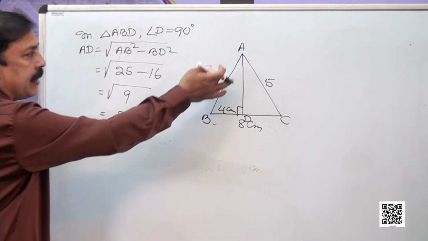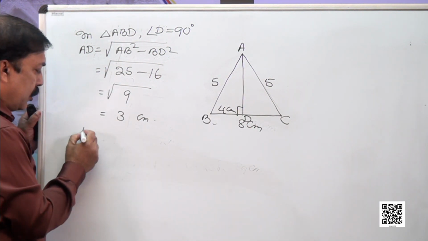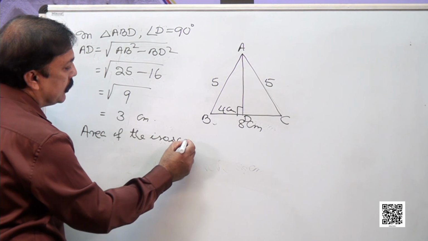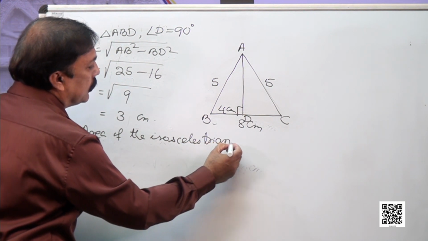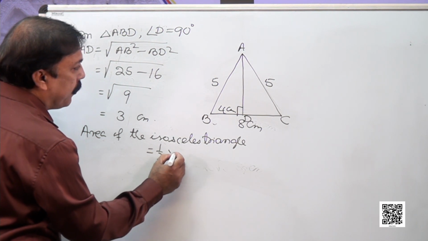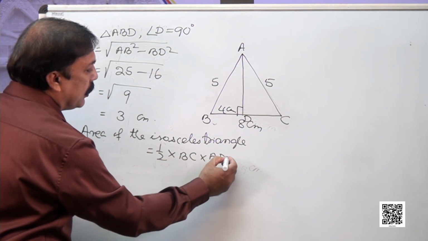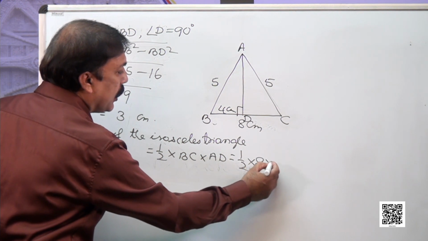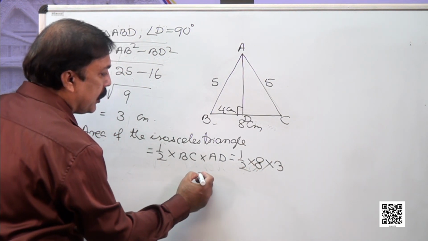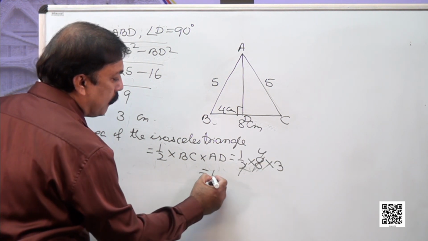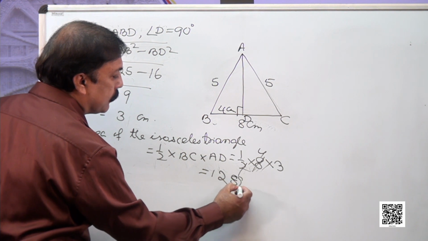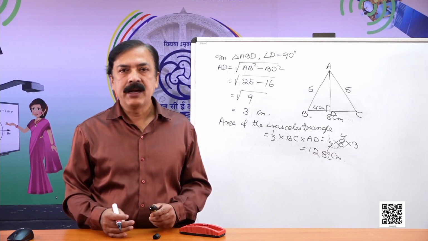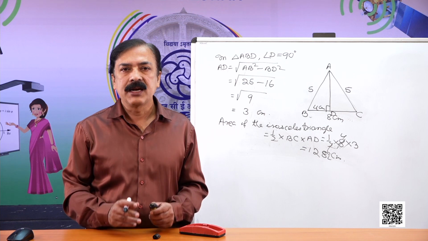Now, AD, that is height, is 3 centimeter and base is 8 centimeter. So, area of the isosceles triangle is equal to half into BC into AD, that is half into 8 into 3, that is 12 square centimeter. So, in this case also we can find the area of the triangle if all the 3 sides are given.